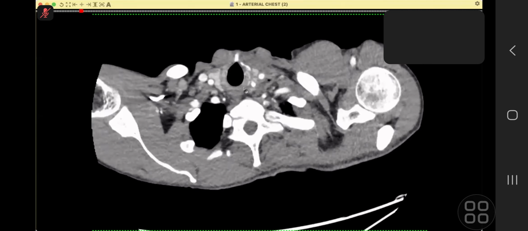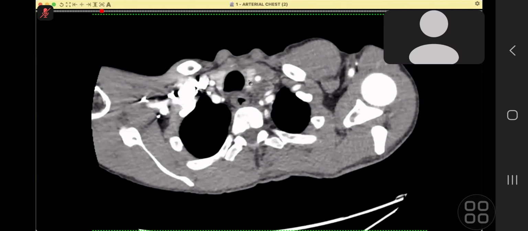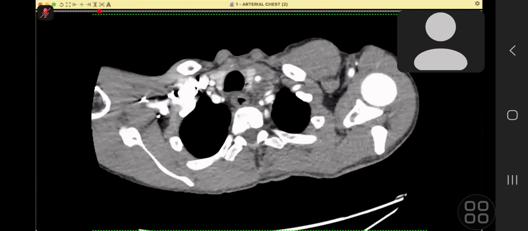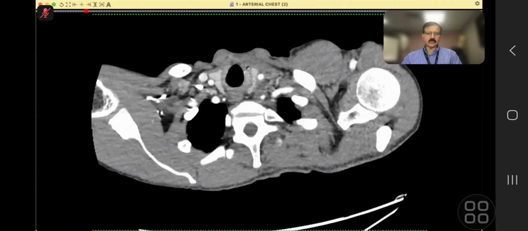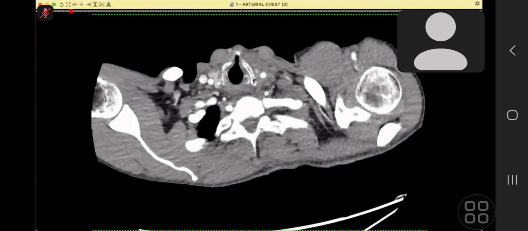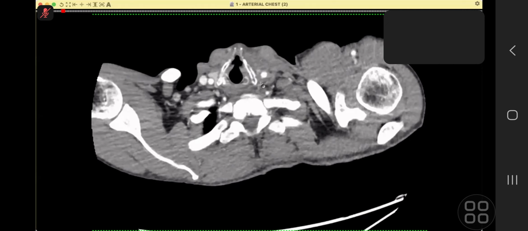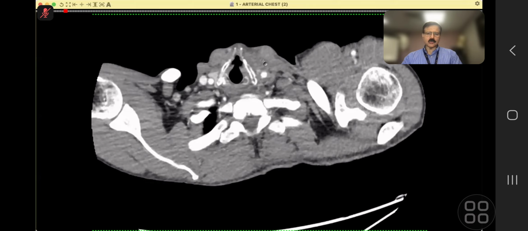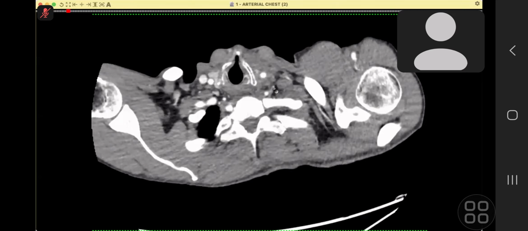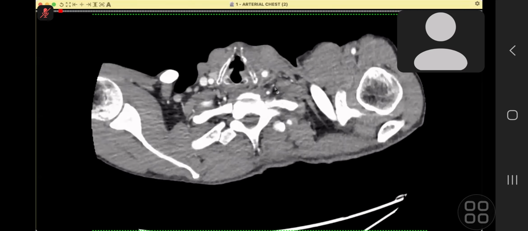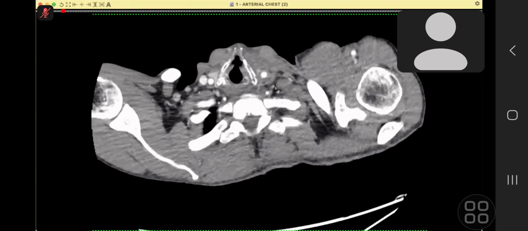And what is this structure here? Thyroid. Right. And what is this structure here? That's the cartilage, thyroid lamina. Right. So is this soft tissue normal versus this soft tissue? No, there is definitely some soft tissue prominence here in this region. Yes, you can see that.